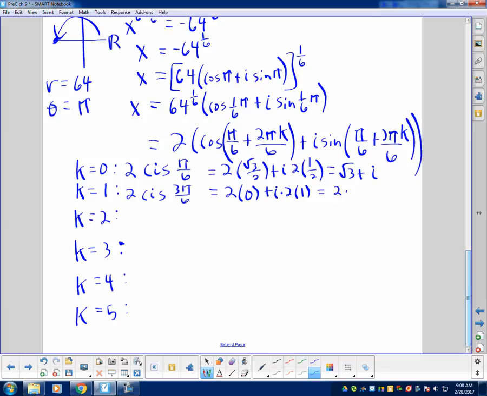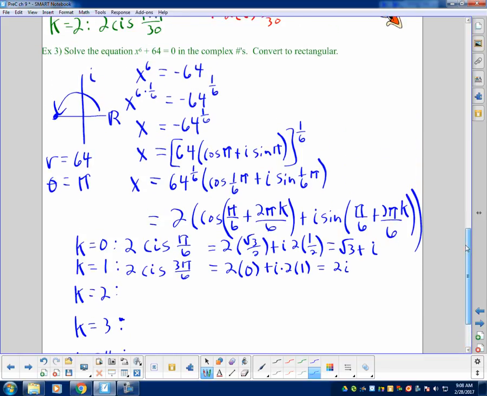So another answer to that equation is 2i. Okay, let's not lose sight of what we're doing here. Go back to the original. What does this mean? If I plugged in 2i here for x, what would I get?